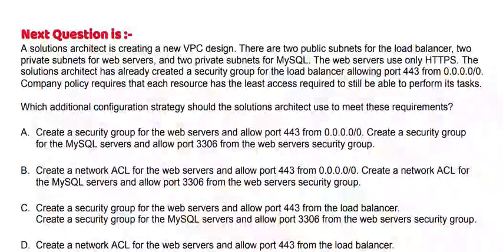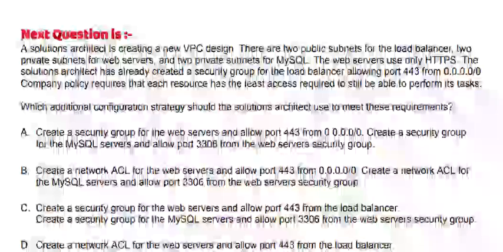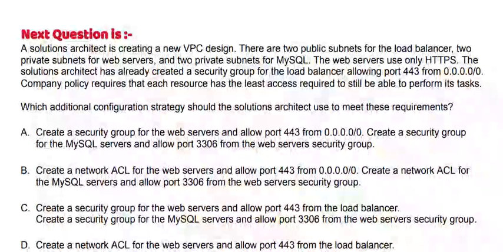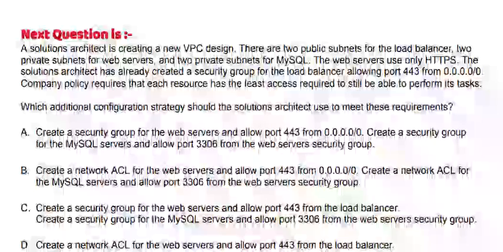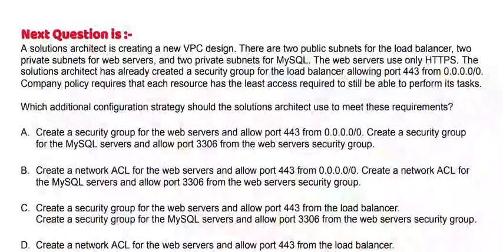Option A. Create a security group for the web servers and allow port 443 from 0.0.0.0/0. Create a security group for the MySQL servers and allow port 3306 from the web server security group. Option B. Create a network ACL for the web servers and allow port 443 from 0.0.0.0/0. Create a network ACL for the MySQL servers and allow port 3306 from the web server security group.